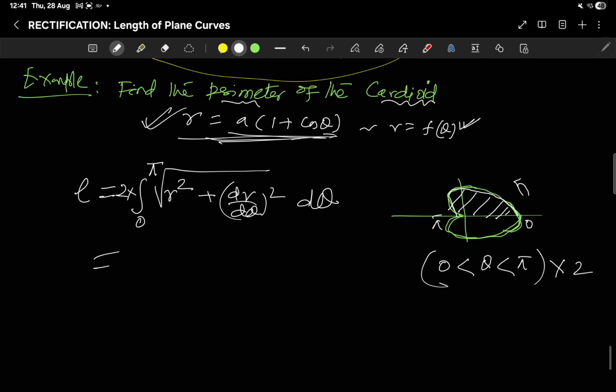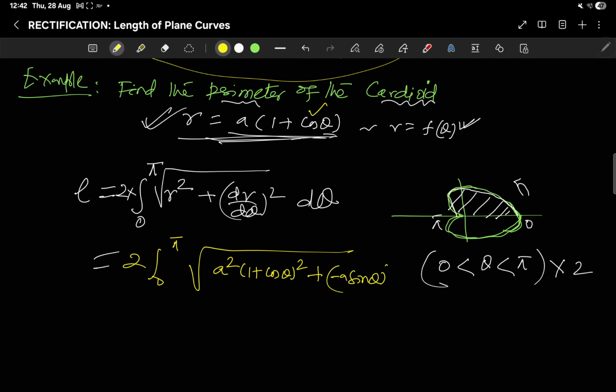So what is your r? L is twice the integral from 0 to pi of the square root of r square, that is a square times 1 plus cos theta whole square. What is your dr by d theta? It is minus a sin theta, whole square, so a square times sin square theta, d theta.